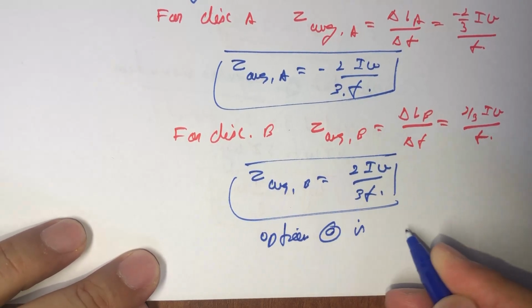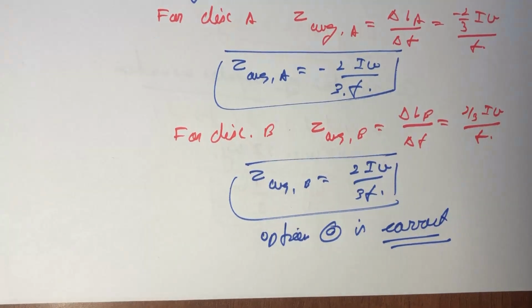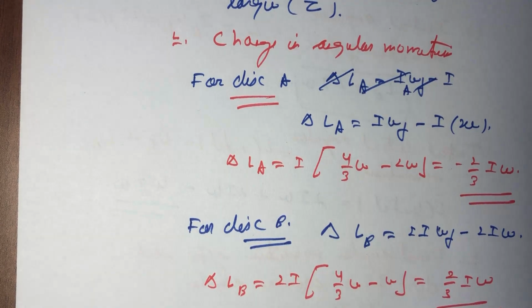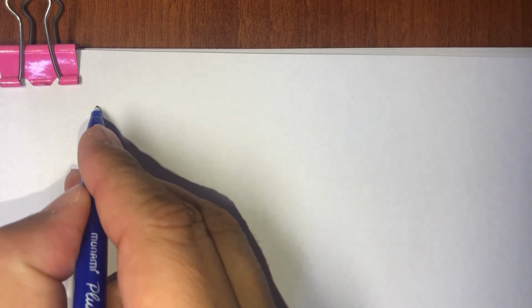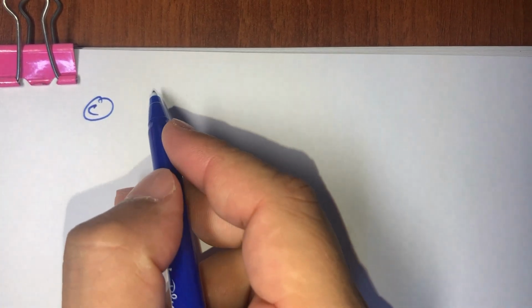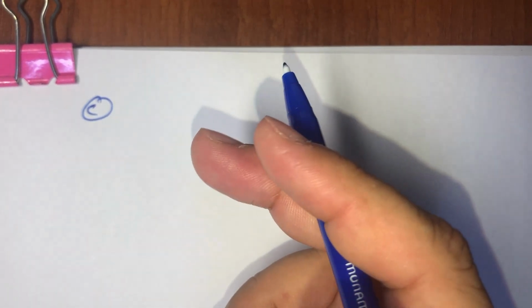Option A is correct. And in the last part, that is in C part, we are supposed to find out the loss in kinetic energy. So in this case, we are going to find out the total initial kinetic energy and total final kinetic energy and find out the loss.